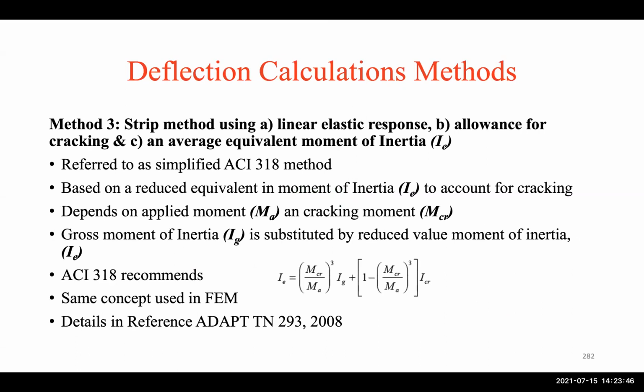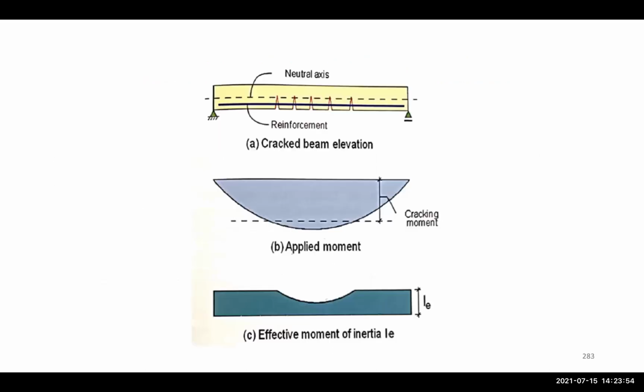And then method 3, this is allowing for cracking, so we have to determine the effective moment of inertia. So this is again with a cracked section. You can see here in this area where the cracked moment has been exceeded, we don't have all the area of the cross section effective in resisting the load, in resisting the deflection, or even the load.